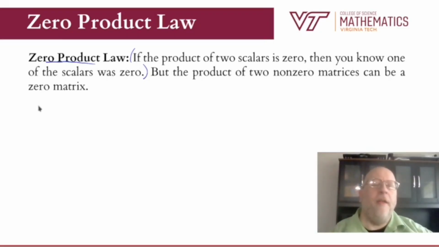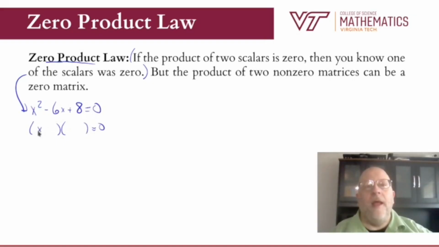If you're trying to find some critical points and you take the derivative and you set it equal to 0, and you get an equation like x squared minus 6x plus 8 is equal to 0. Well, you factor this into two smaller parts, x minus 2 and x minus 4, and then you say either this piece is 0 or this piece is equal to 0. So x is equal to 2 or x is equal to 4. That doesn't work with matrices.